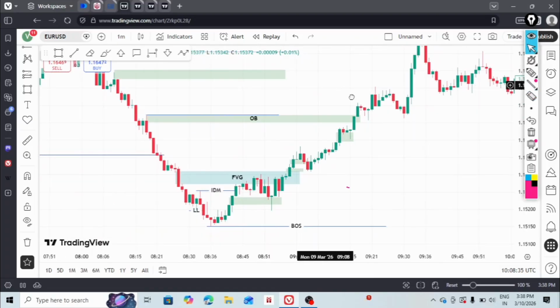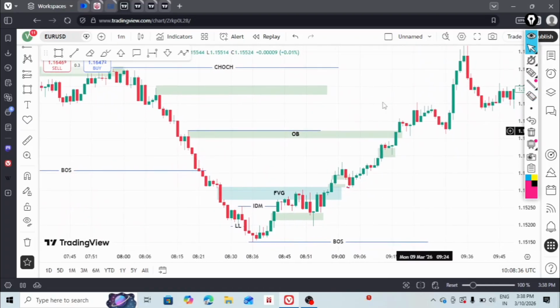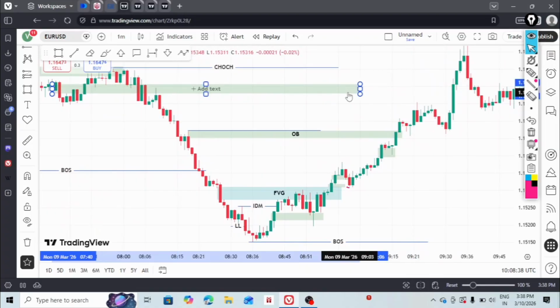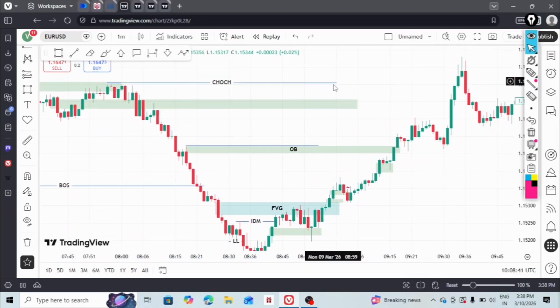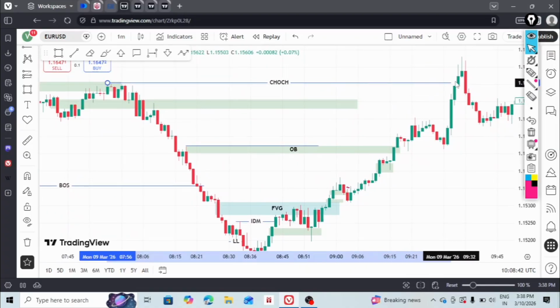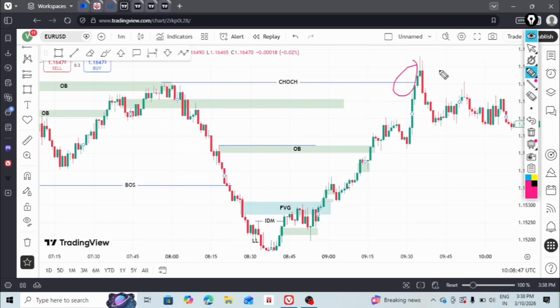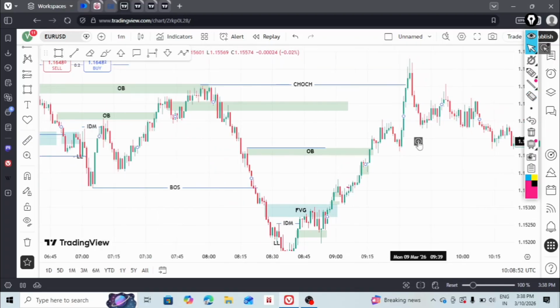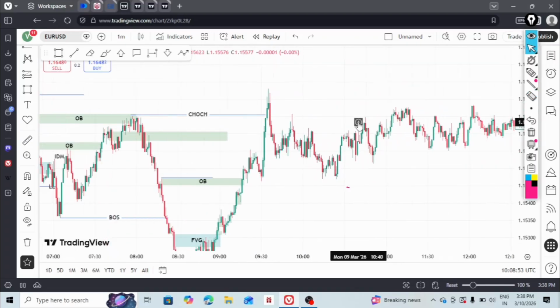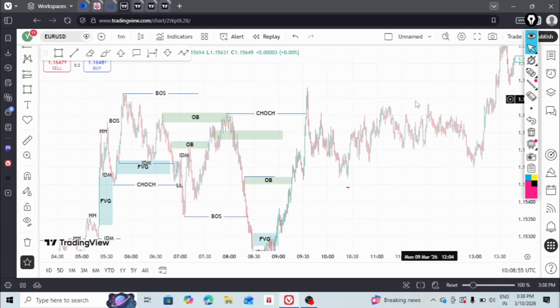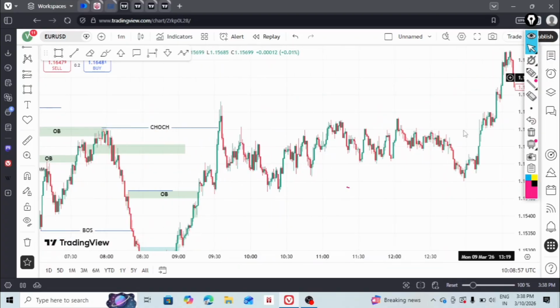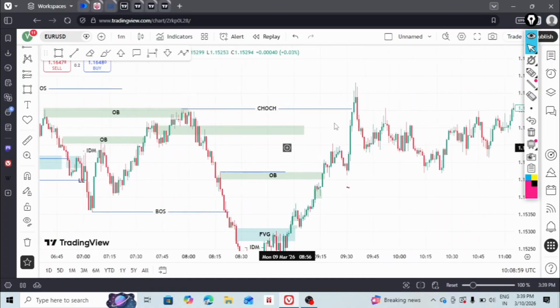So see, the bearish gaps are not respected, just broken out. So if we look at the market here, we have the change of character right here. The change of character has happened here. And if you look at the market now, after the change of character, the market aggressively moves to the upper direction.